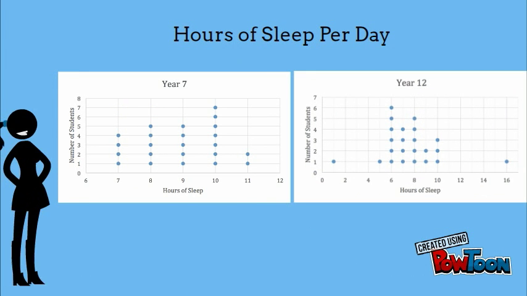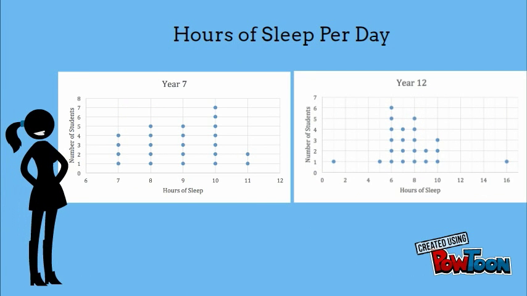These dot plots graphically display the distribution of data. You can easily see that Year 7 students sleep between 9 and 10 hours per night, while Year 12 sleep 6 to 8 hours per night. The outliers have been left in as it is common for Year 12 students to have irregular sleeping patterns.